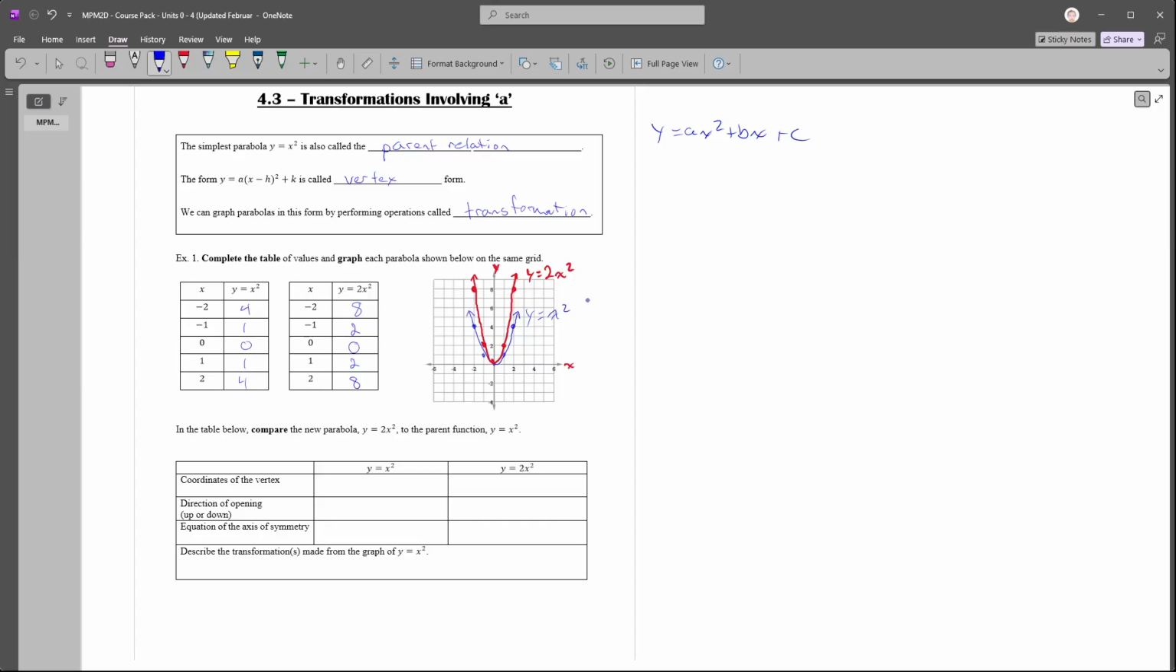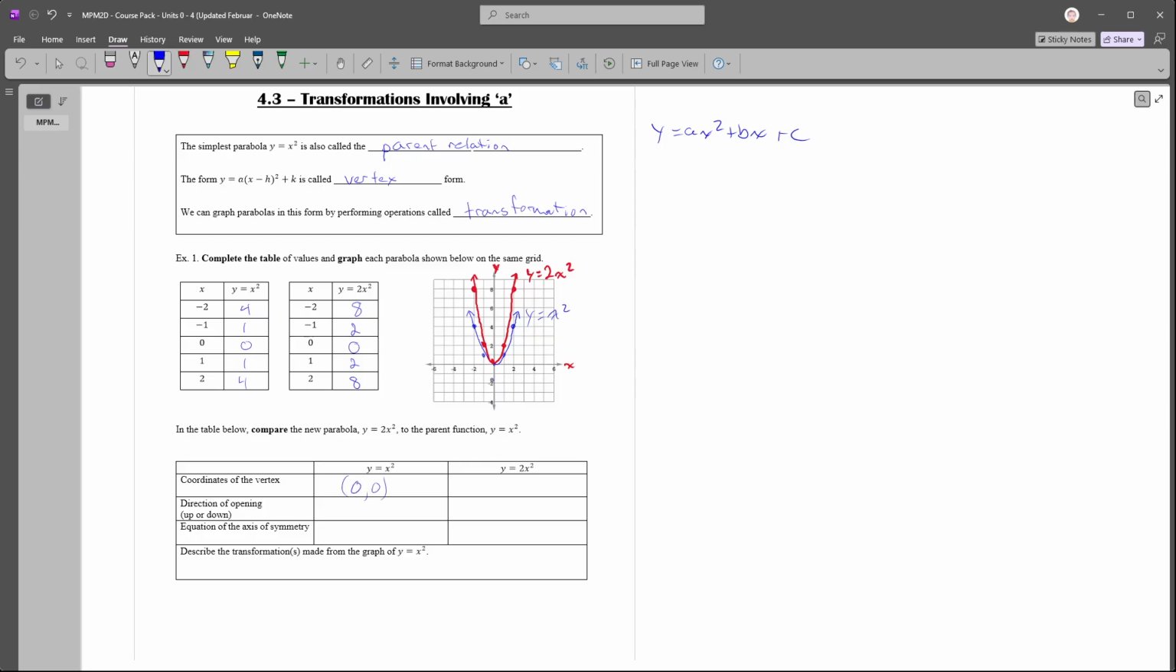Looking at this and trying to figure out what the difference is, even though they both have the same x components, how do the y's change? That's what we're really digging into here. So in the table below, we're going to compare the new parabola, y is equal to 2x squared, to the original parent function, y is equal to x squared. So let's take a look. On y is equal to x squared, where is the vertex? Well, the vertex is at 0, 0.